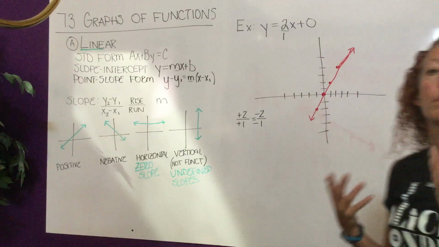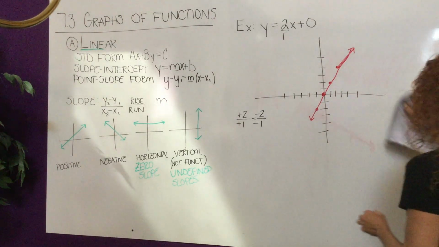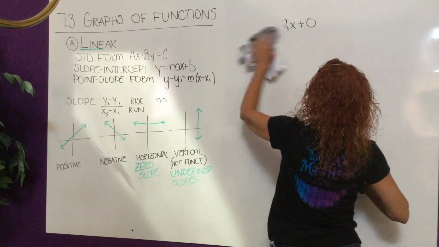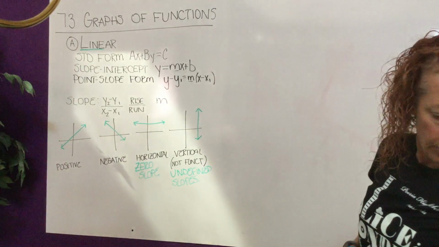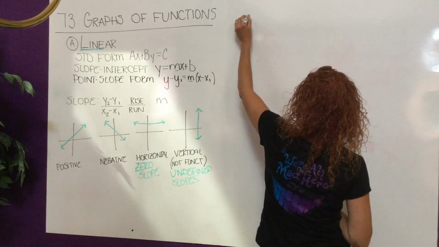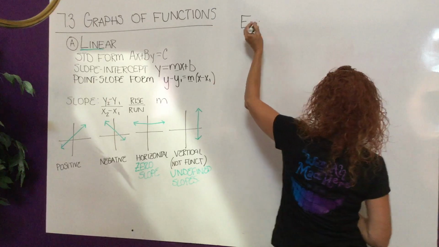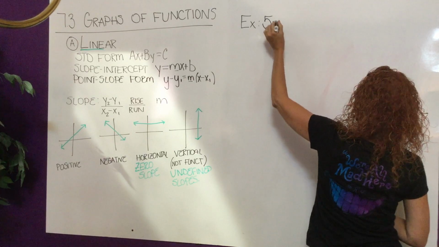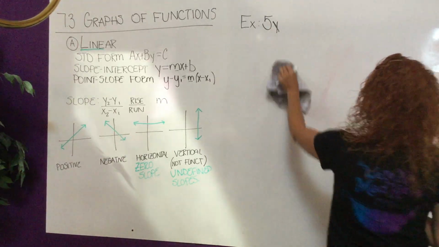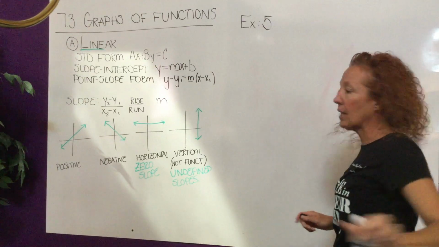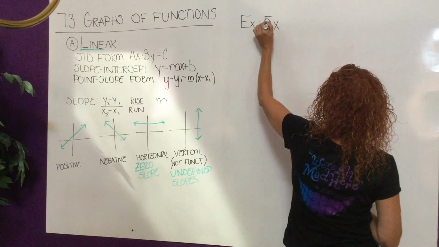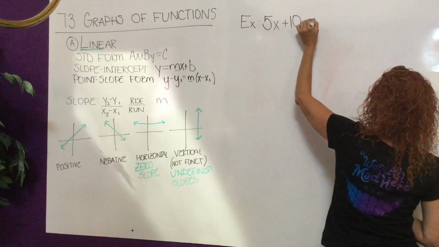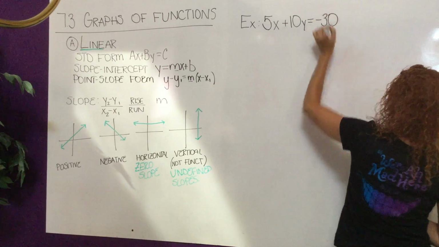So let's do one more, maybe a couple more. Maybe one to try, or a couple to try. Let's look at one like this. Let's make it 5x, my bad. Let's erase that there, 5x. And then we'll make it plus 10y equals negative 30.